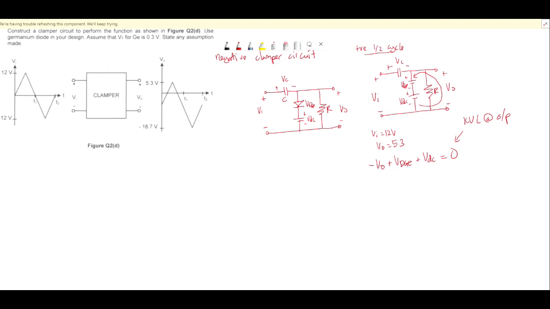Okay, so sekarang kita boleh cari, we can get the value for the VDC, which is VDC equal to, okay, V out minus VDGE. Okay, V out, okay, from the waveform, so 5.3 volt minus 0.3. Right, so you will get VDC is equal to 5 volt.